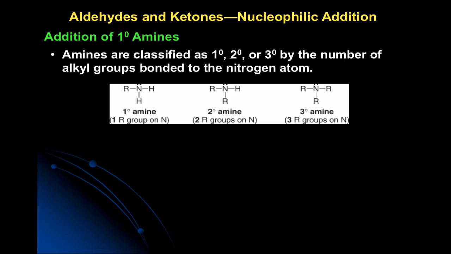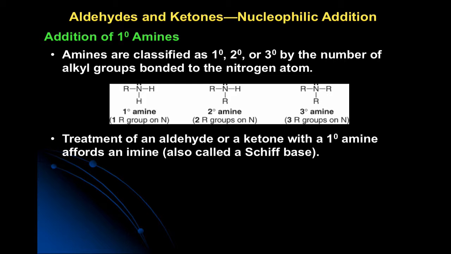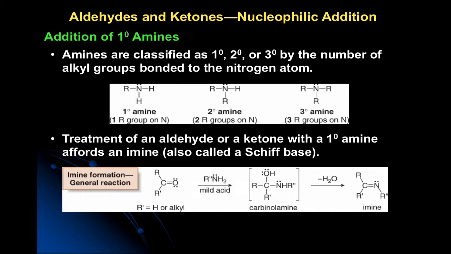There you go, right? And you're going to form a carbon-nitrogen bond instead of a carbon-carbon bond, okay? Just a different atom on the periodic table, but the mechanism's the same, okay? If you take an aldehyde or a ketone and you react it with a primary amine, you're going to get what's known as an imine. It's also known as a Schiff base, and it looks something like this.